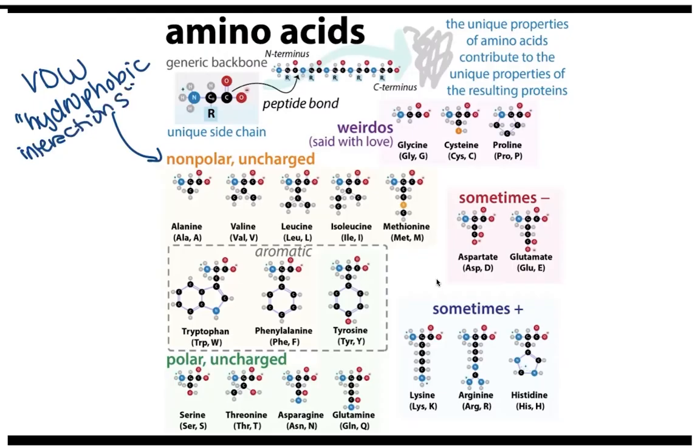Not all of these are created equally. So we talked about how we could have aliphatic versus aromatic, and we'll get back to that in a second. But we can also have differences in their size and in branching. So if we take a look at valine versus leucine and isoleucine.